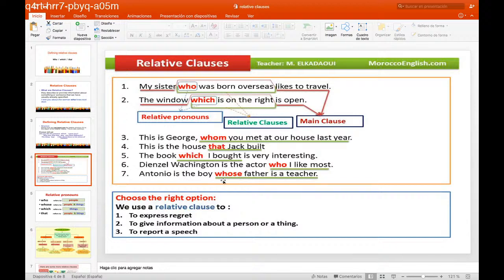That's it. Denzel Washington is the actor who I like the most. Maybe I like Denzel Washington, and the actor that I like the most is Denzel Washington. So I join those two sentences into one, and I use the relative pronoun who, right? The relative clause can help us give information about a person or a thing, to do reported speech, and also to express a regret. So instead of repeating the elements, I use these relative clauses to join two sentences into one, and it helps us to have an expression, right?